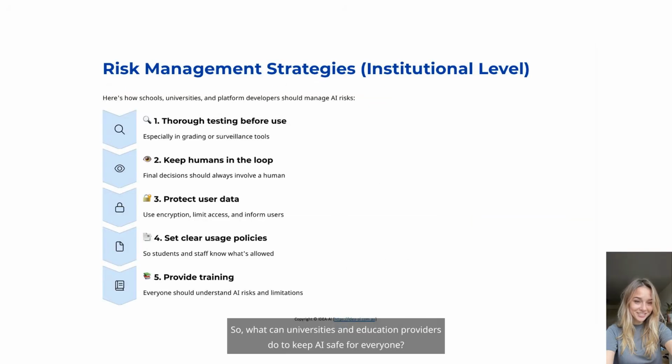So, what can universities and education providers do to keep AI safe for everyone? Here are 5 institutional strategies. 1. Thorough testing before deployment. AI tools for grading, feedback, or surveillance must be validated through trials to detect flaws and bias before being rolled out. 2. Human oversight. No AI should be the final judge. Human educators must remain in control of decisions, especially those that affect student progress or discipline.